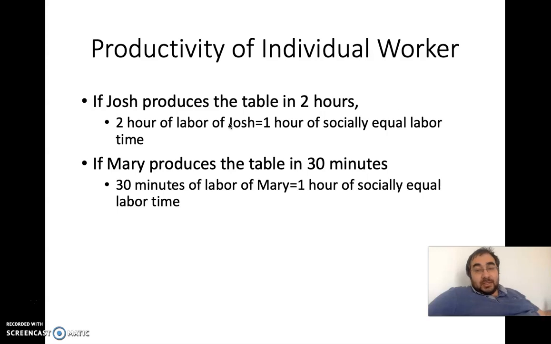And if a worker is very productive, in that case, her labor time is worth more than socially equivalent labor time. For example, in the case of Mary, her 1 hour of labor time is equal to 2 hours of socially equivalent labor time. But note that these differences might not only be created when there is an effort difference between Mary and Josh.